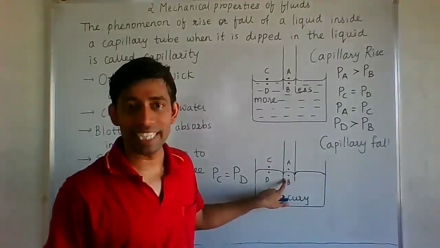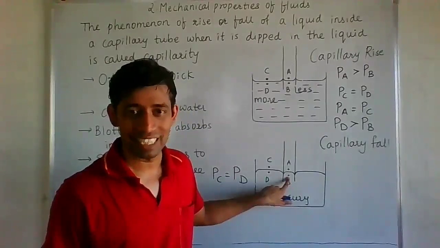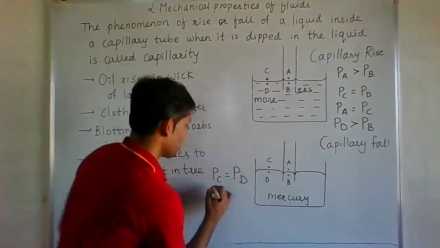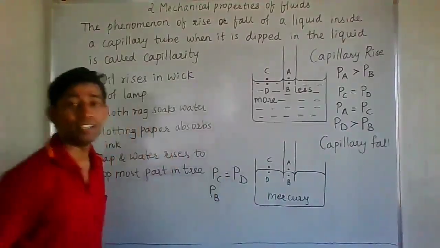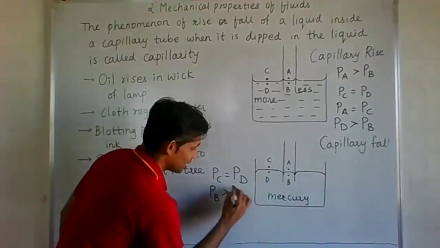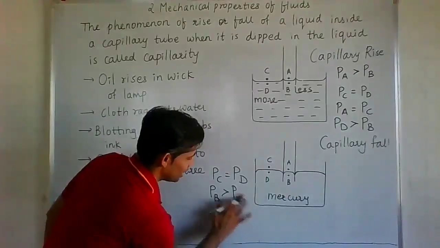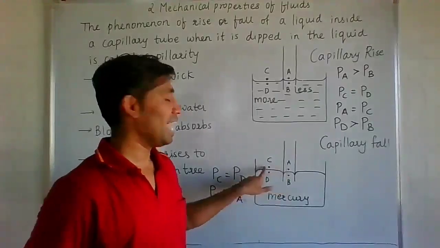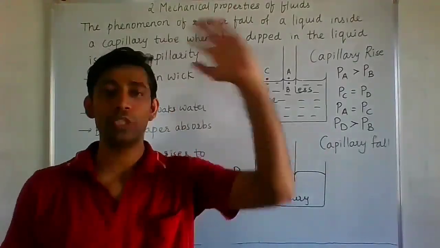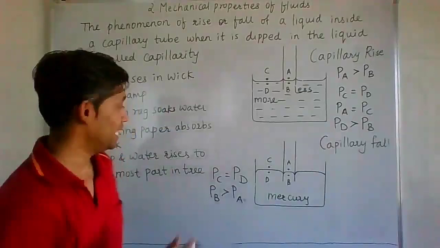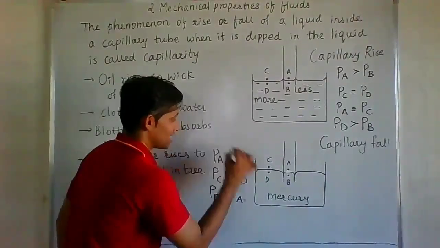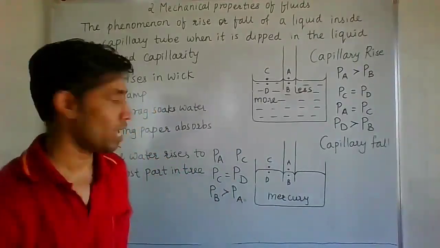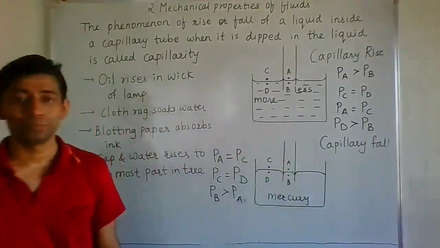Now concave side is on B, whereas convex side is on A. So pressure on concave, that is B, will be greater than pressure at A. Clear with this? Observe A and C. Again, they are open to the atmosphere. So I can write at A as well as at C, atmospheric pressure is acting, so pressures are also same.